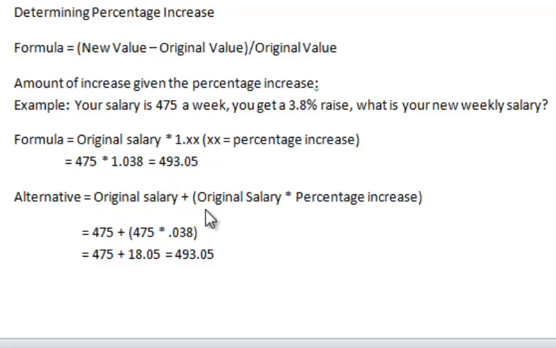And here's an alternative. Instead of using the original salary times 1 point the percentage, you can do the original salary plus the amount of the increase, which is original salary times the percentage increase, and that's done here for you. So I'm going to jump right in and walk through it here.